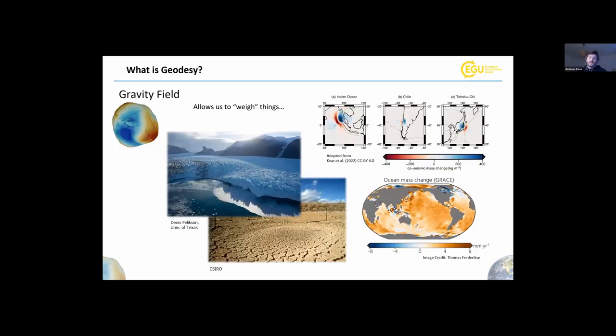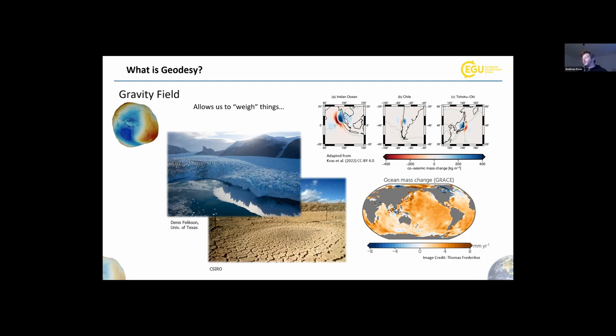And finally, we have Earth's gravity field. And as you know, if we have a mass somewhere, this generates a gravitational field. And so by measuring the gravity field, we can essentially weigh things. And in an Earth science context, which things can we weigh? For example, ice sheets or glaciers. So by measuring the gravity field, we can determine how much mass a glaciated area loses over time. And the same thing we can apply to, for example, large aquifers. So we can essentially look below Earth's surface through the gravity field and see whether groundwater is lost or a groundwater aquifer is not recharging anymore.